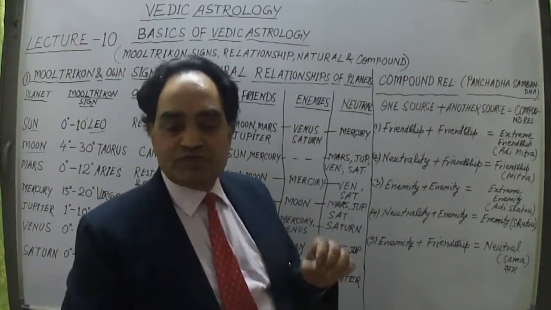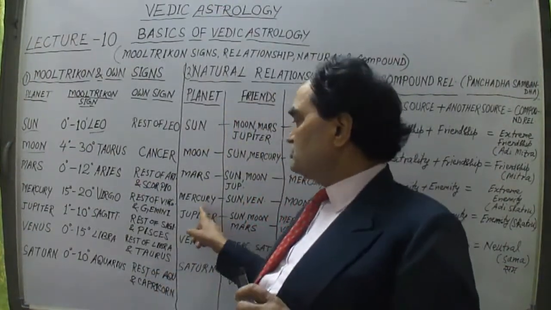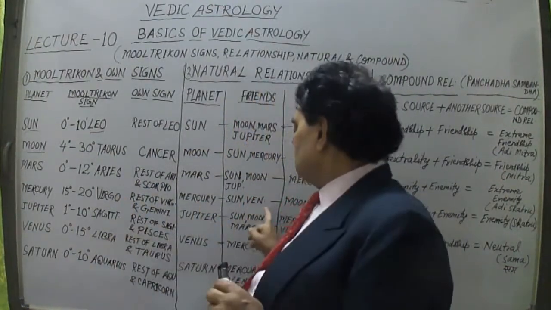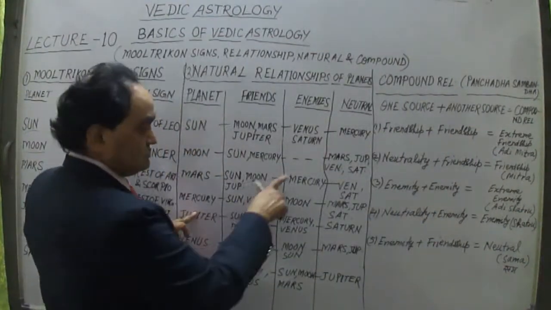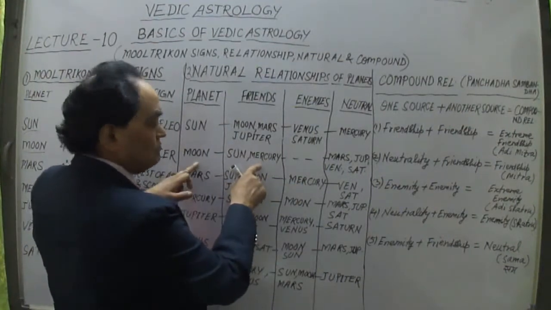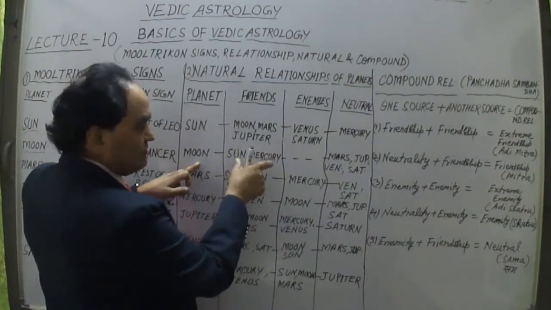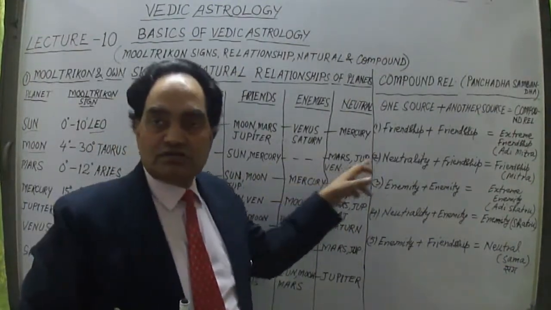Please note these down so that you can understand, because they are very important. Here, Mercury is a friend to Moon. Mercury and Sun both are friends to Moon, and Moon has no enemy, but others are neutral.